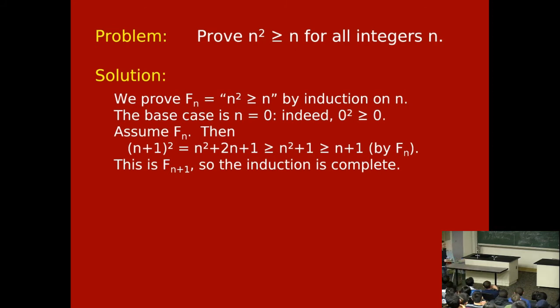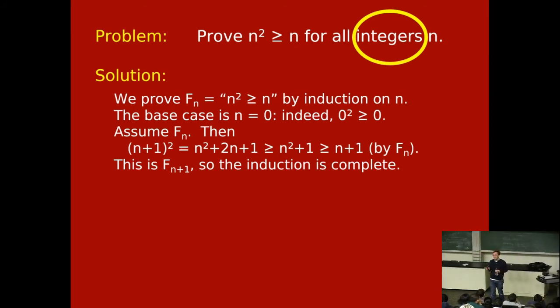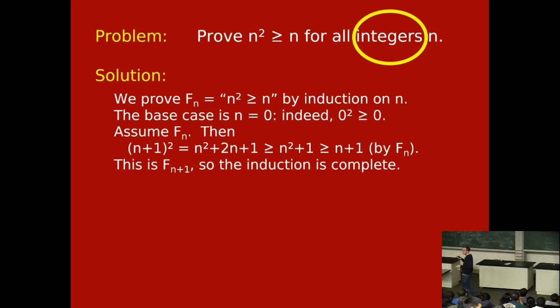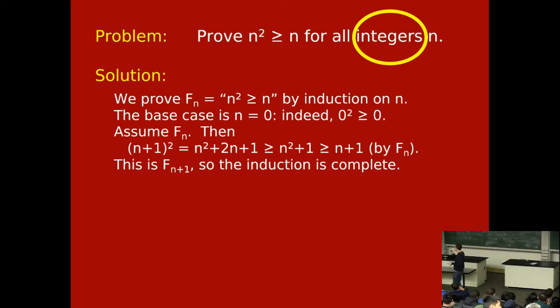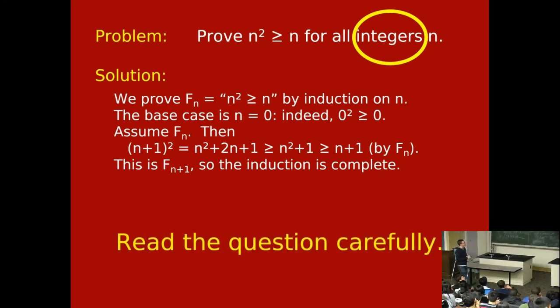Yes, this problem is actually a little bit weird. That's the correct answer. If you look carefully up here, it's asking you to prove this for all integers n, but this proof only proves it for all non-negative integers n. So it's a picky case, but this is not a valid proof. This is an example of a case where you have to prove everything and read the question carefully. That's the moral of that one.